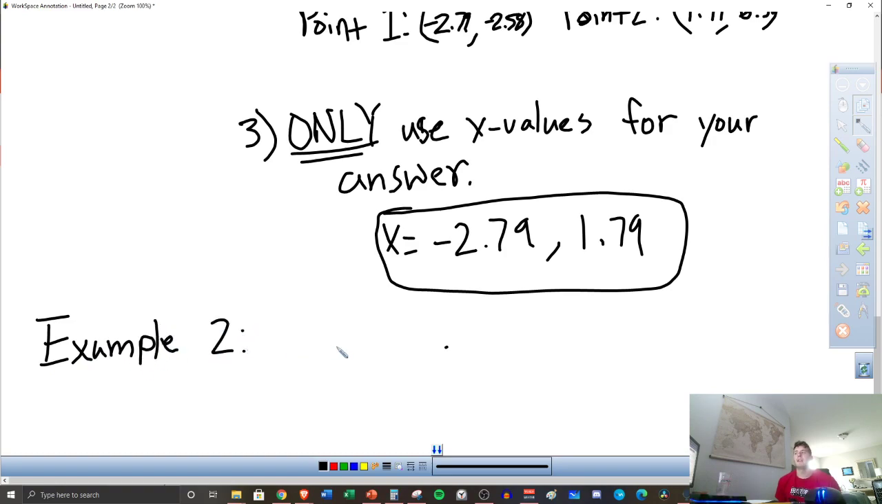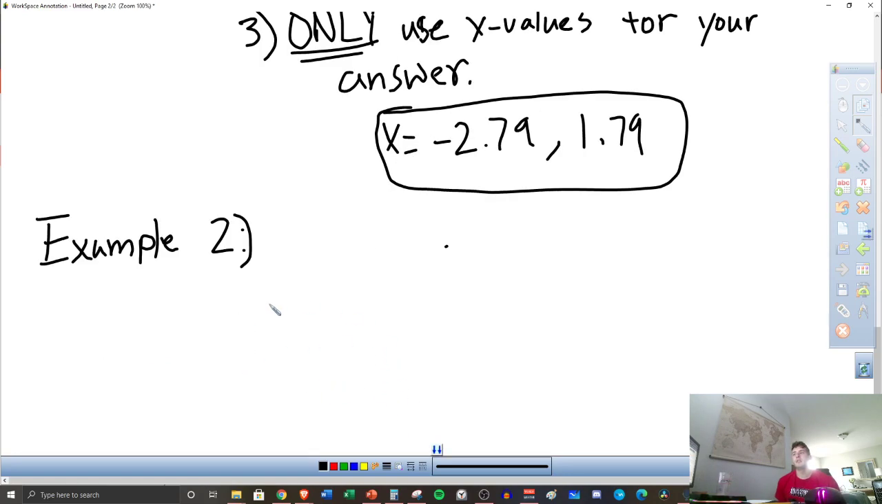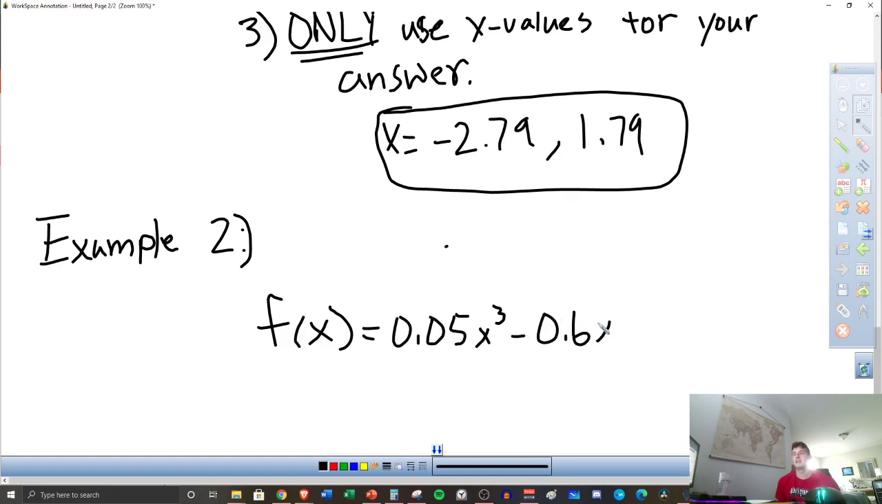But I'm not going to be writing out all the steps for it. So example 2, same instructions. f of x, though, is going to be a cubic. So we have 0.05x cubed minus 0.6x squared plus x plus 8.3.